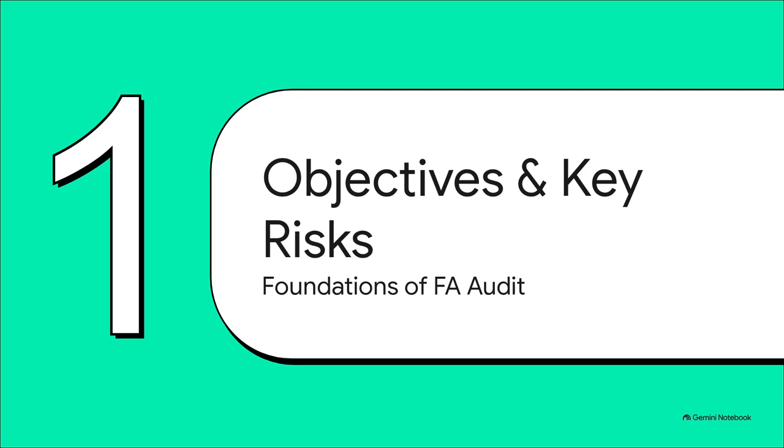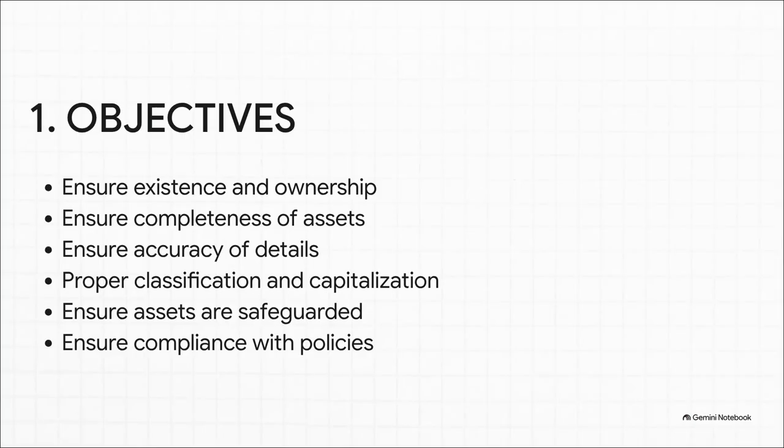All right, let's kick things off with Section 1, Objectives and Key Risks. So what are our primary objectives here? Honestly, it's all about validation and accuracy. First up, ensure existence and ownership. If the books say you own a delivery truck, you better be able to walk out to the lot, physically verify it's there, and prove the company holds the title.